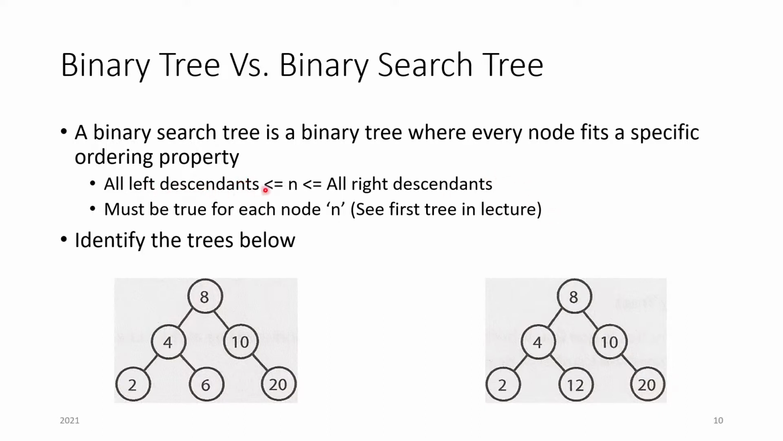Basically, all left descendants must be less than or equal to the node, which is basically your root, and anything on the right hand side must be more than that node as well. And this must hold true for every node n in our tree.